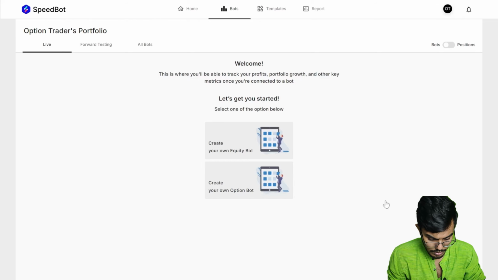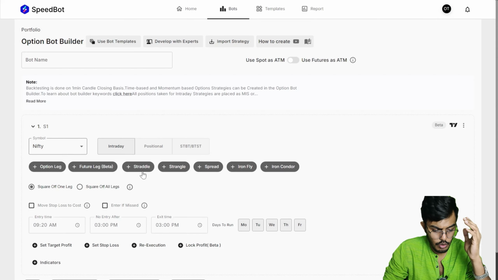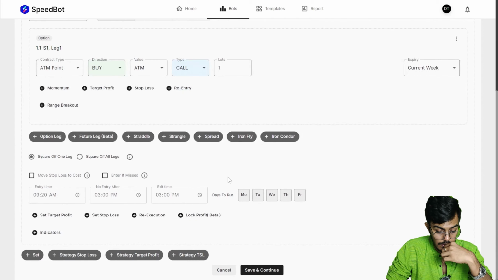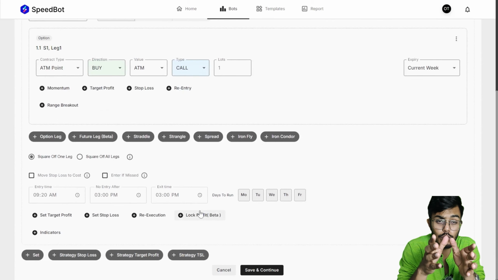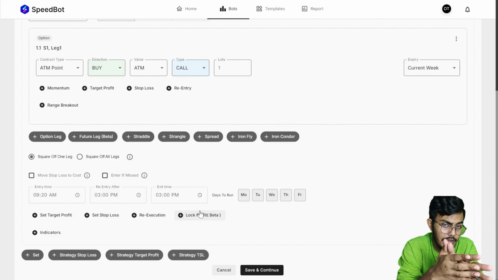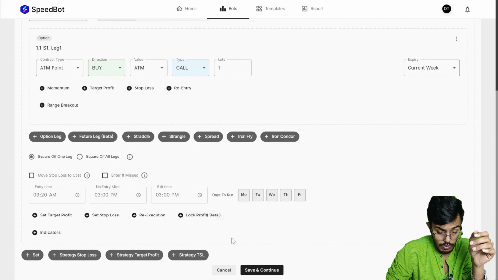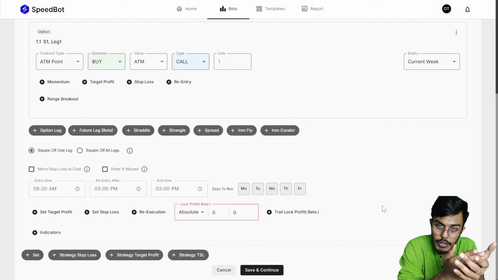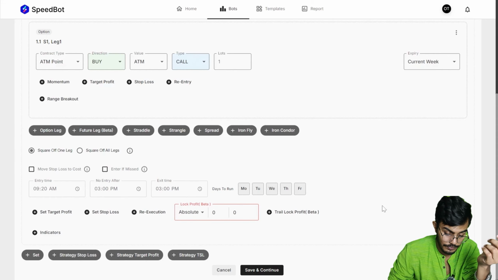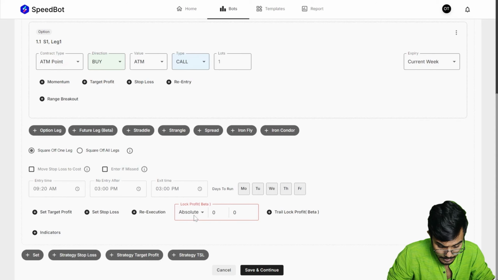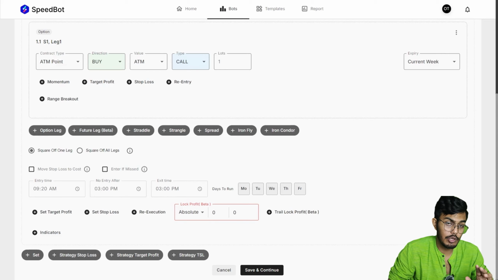So Jayesh, to answer your question, you can go to the options bot, and over here you can just add your leg like this. The log profit feature is currently available for the set level, not on a leg level basis. That is, whatever profit you would like to log, you'll be able to do it on a set level basis. As I have clicked the log profit button, I get to add the absolute value.